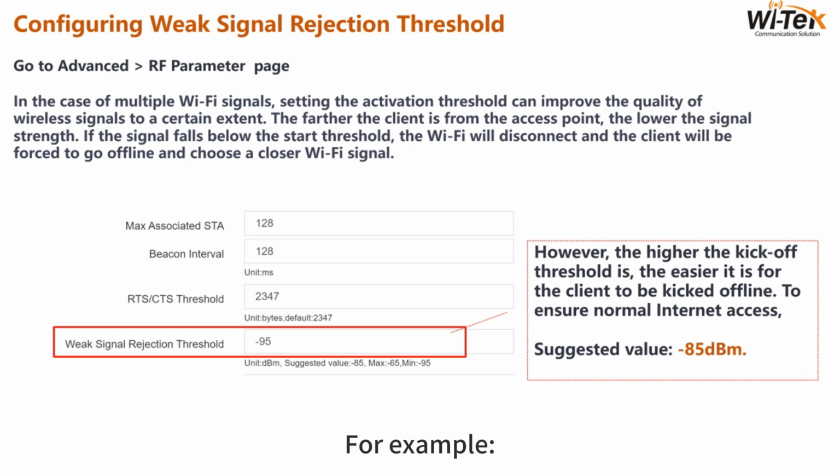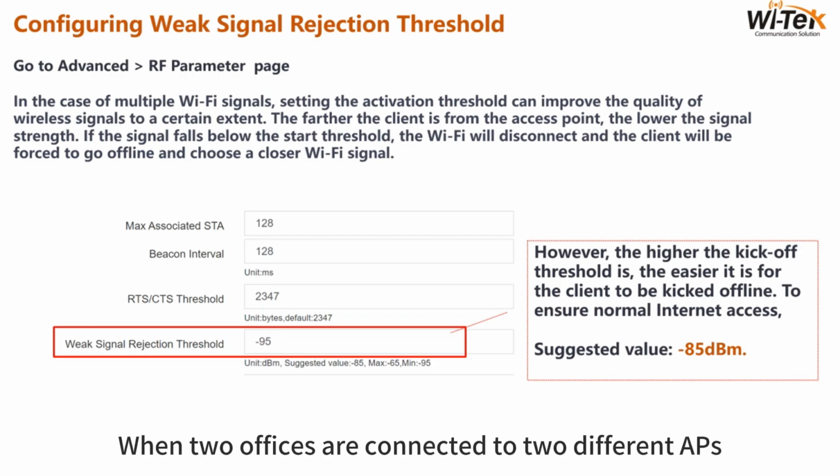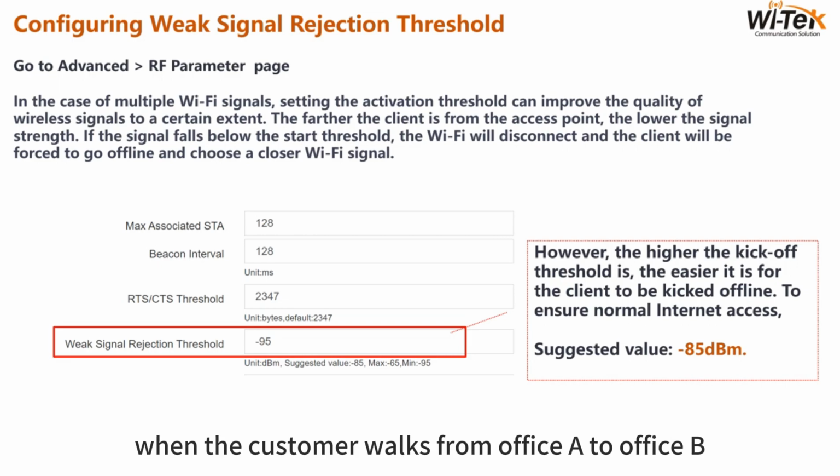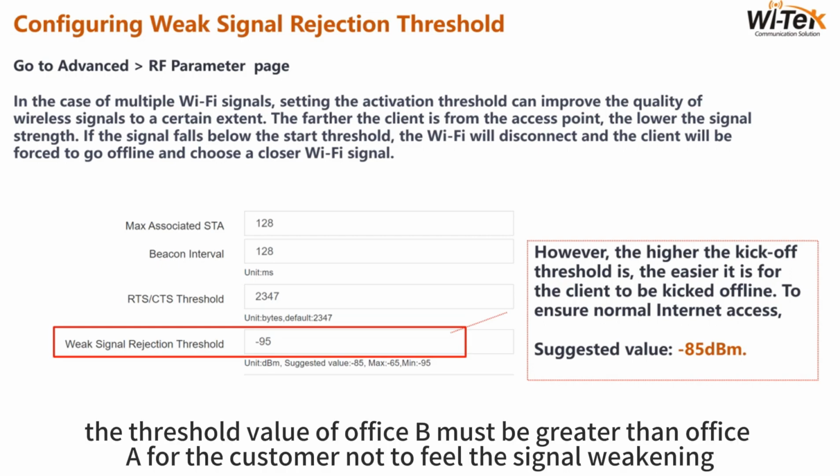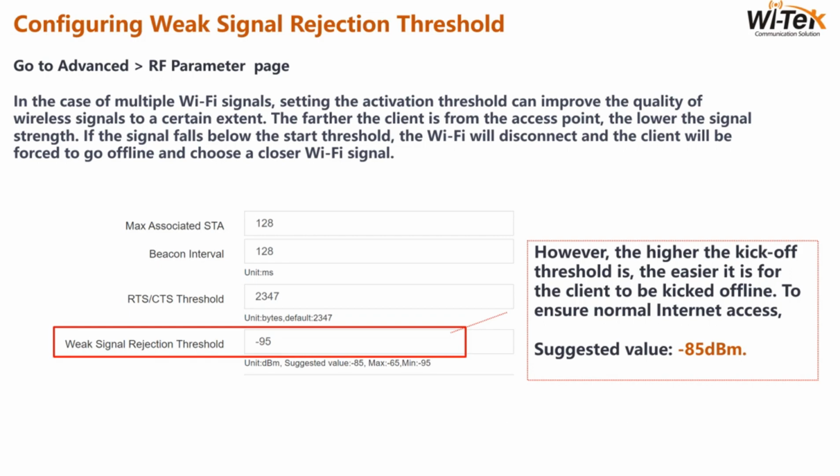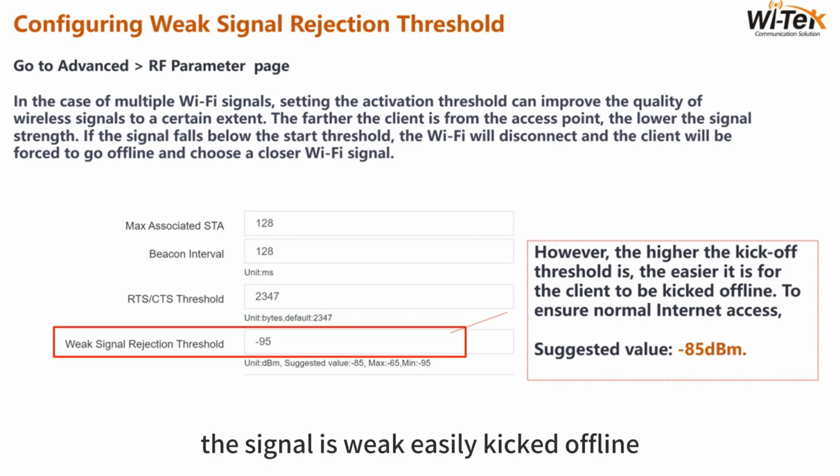-85 dBm. For example, when two offices are connected to two different APs, when the customer walks from Office A to Office B, the threshold value of Office B must be greater than Office A for the customer not to feel the signal weakening. At -98, then -88, the signal is weak. The signal is weak, easily kicked offline.